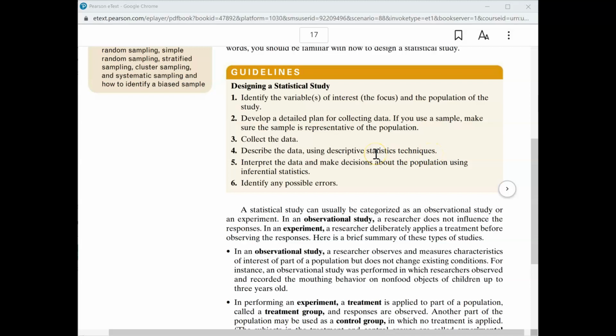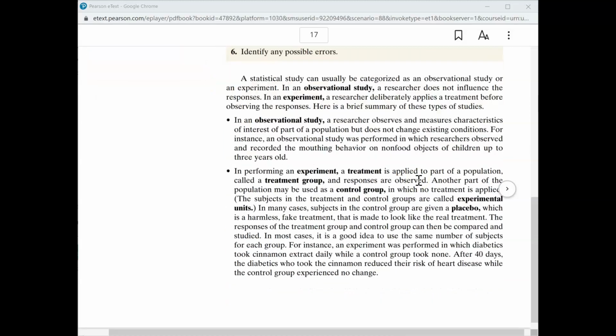Remember, that's one part of statistics, descriptive statistics. But then the second part of statistics is inferential statistics. That's where you interpret the data and make decisions about the population using those inferential statistics techniques that we'll learn later. And then identify any possible errors.